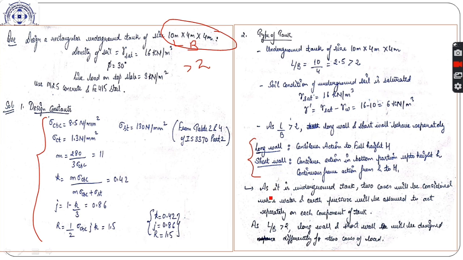Now as this is an underground water tank, we will have to consider two load cases. That is, first when only earth pressure is acting on the tank wall, and another when only the water pressure is acting on the tank wall as well as the base slab. So we will do the design separately for both these cases for each component.